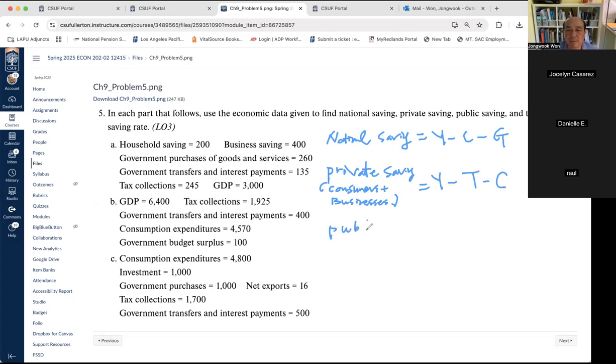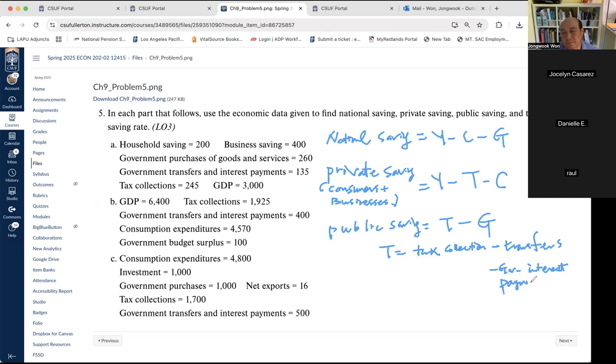Public saving, government saving, is net T minus G. We have to know T is tax collection, and then the US government should first pay transfers, welfare, social security, things like that, and also government interest payments. If the problem doesn't give Y, we can compute Y, GDP, as C plus I plus G plus X.